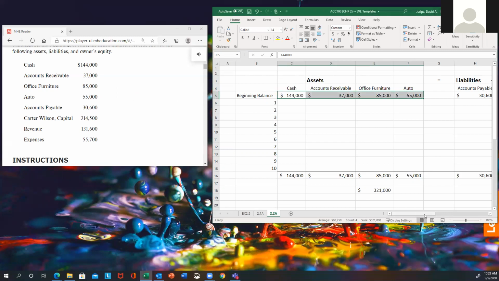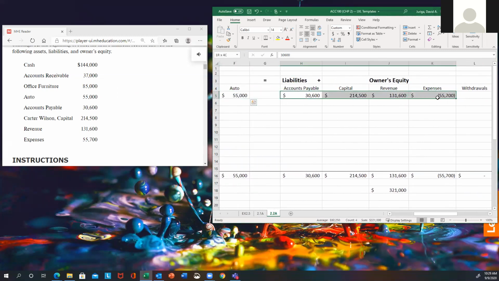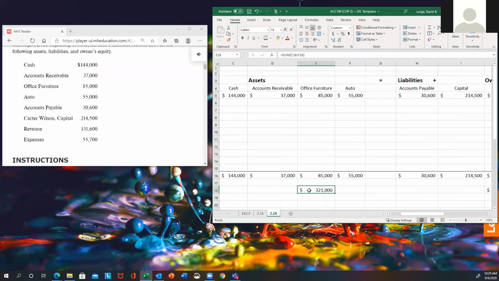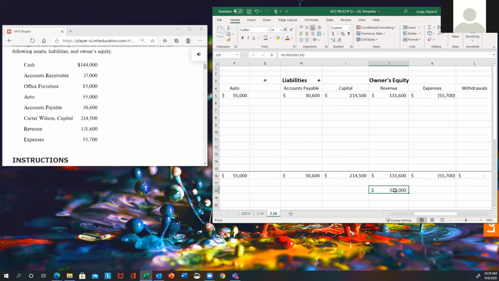So as I move this over, you can see that I've got all my beginning balances set up. And notice that I put the expenses in as a minus, okay? And the reason I did that, if you look at the bottom here, just to show you, all the assets adding up right now are 321, and then all my liabilities and equity, if you add those up, are 321. So just to show you that we are in balance right now, okay?